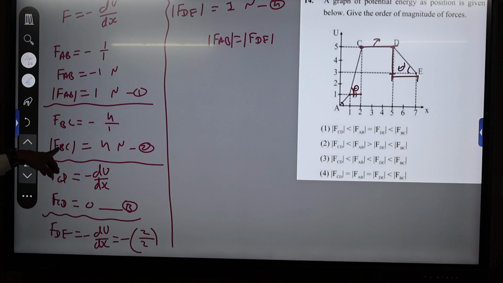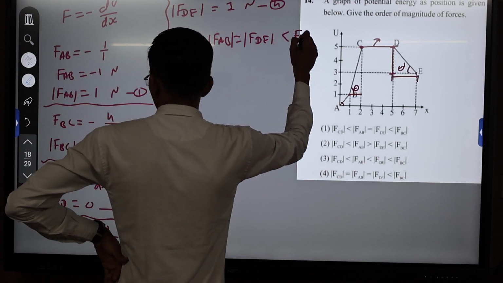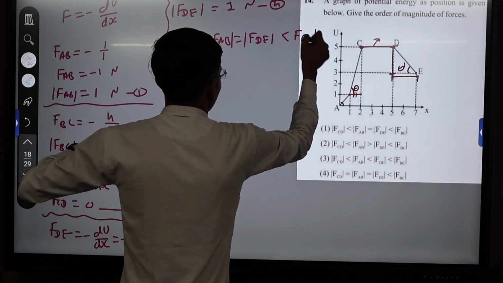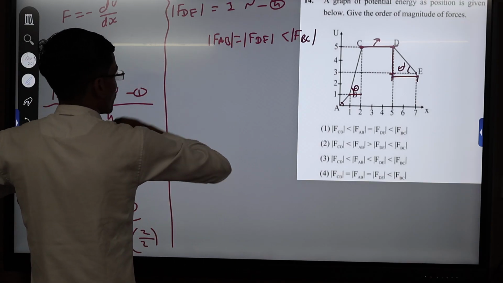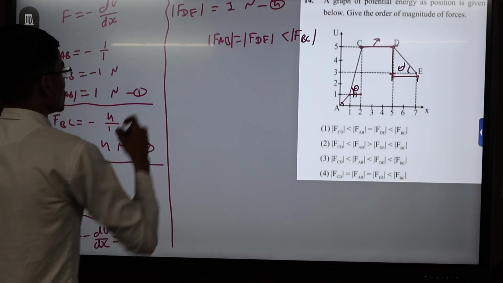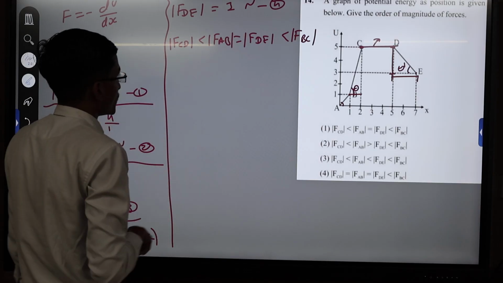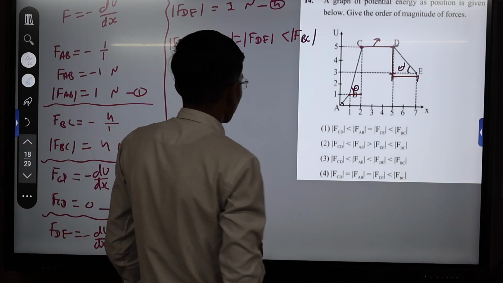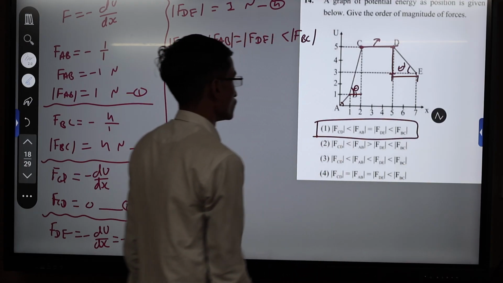FCD is 0 and FBC is 4 Newton. So the maximum value of force is FBC. In this, force BC has the largest magnitude. These two are the same and FCD is 0. So here the options are FCD, AB, D and BC. Our answer is 1.